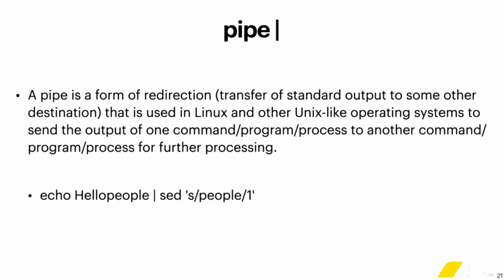Pipe. So how do we use the pipe command? If you want to give the output of one command as an input to another command, we will use the pipe command. Let's say I'm printing something and I want that output to be given as an input to the next command. I will use the pipe command. Let's see it with an example.